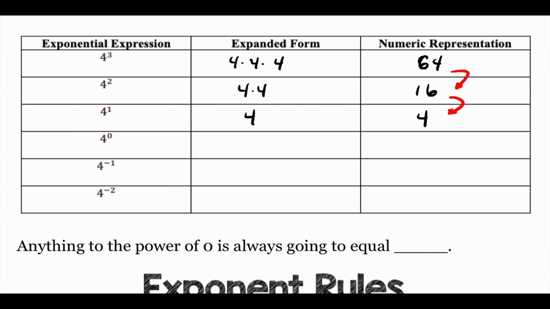In math, everything fits a pattern. If it doesn't fit a pattern, it doesn't work. So when I ask this question, what is 4 to the 0 power? Most students will say 0. Will 0 fit the pattern here? If I divide this by 4, will that be 0? No. What will it be? 1. That's why any base to the 0 power is 1. Anything to the 0 power is always going to be 1. It's not going to be 0.